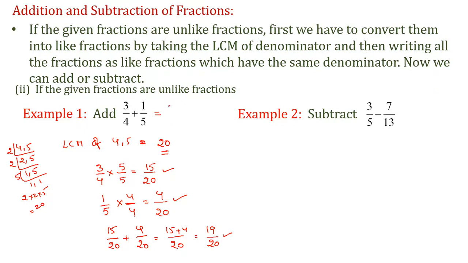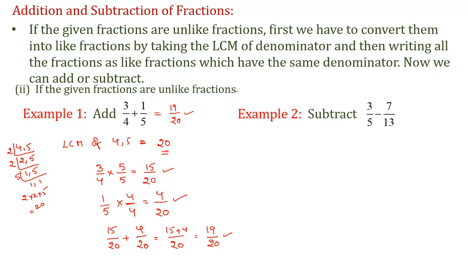So 3 by 4 plus 1 by 5 is equal to 19 by 20. First you have to take the LCM of the denominators, which is 20. Now you have to convert both the fractions into equivalent fractions whose denominator is equal to the LCM. Now these two fractions are like fractions. Just add the numerators and find the sum of the given fractions.